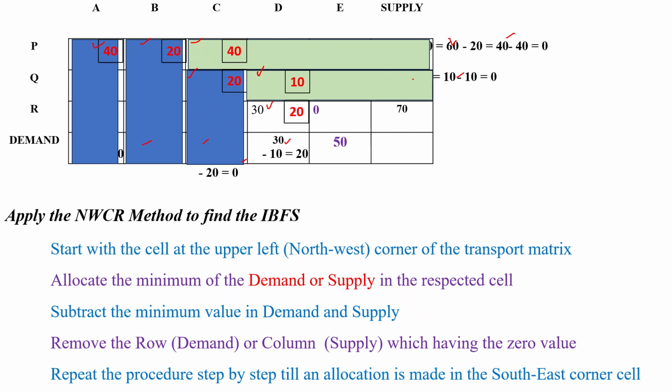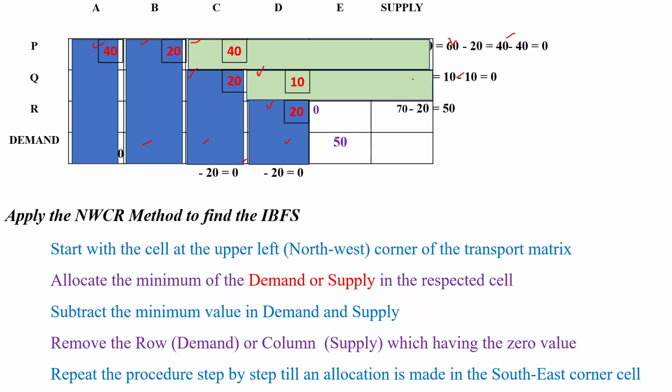So allocate the 20 here and subtract the 20 from the supply as well as the demand. Now supply will become 70 minus 20 equal to 50, and demand will become 20 minus 20 equal to 0. Now we have to remove the column D because its demand is 0.